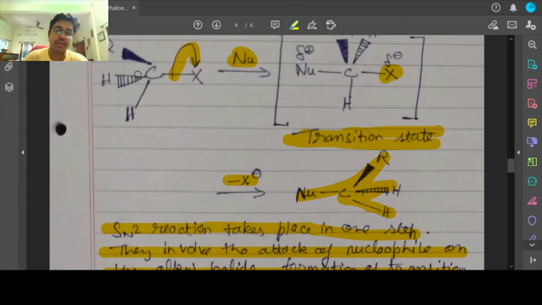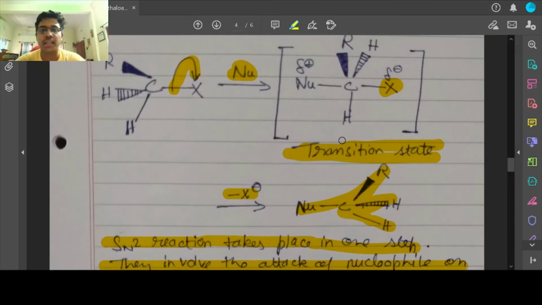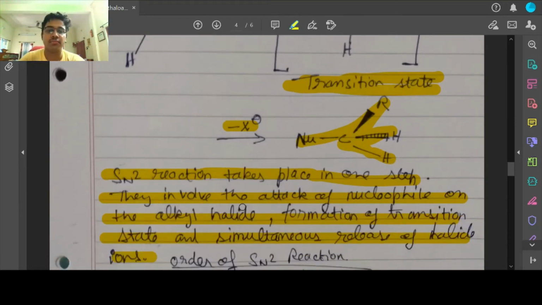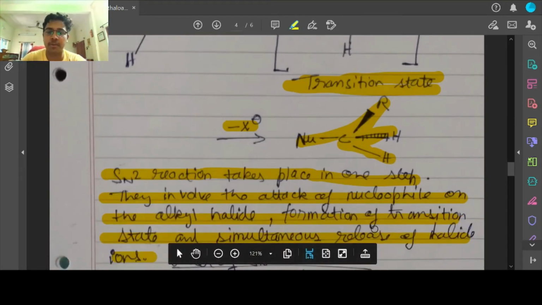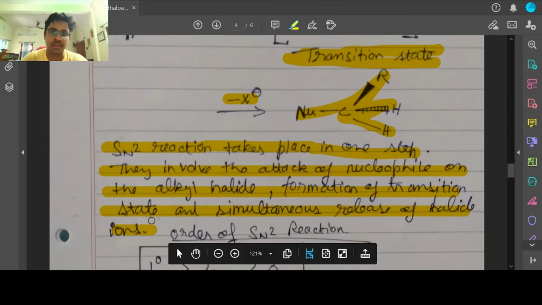I have depicted it here in multiple steps just to make you understand, but it's all a single step. It's just the attack of nucleophile, and this is formed. You need not write these things, but to make the examiner clear about your idea, you have to write them. It will be a good impression on your examiner. So they involve the attack of nucleophile on the alkyl halide and formation of transition state and simultaneous release of halide ions.